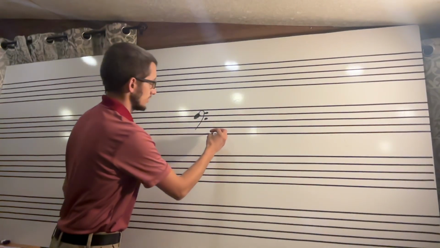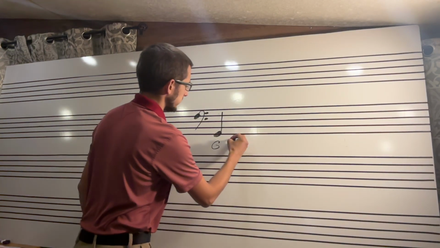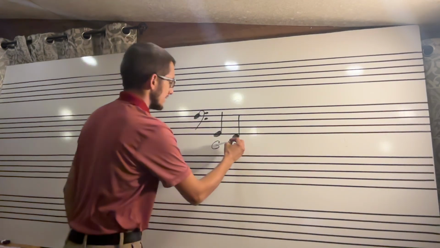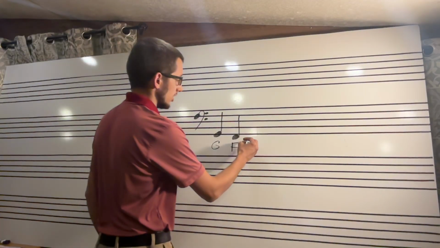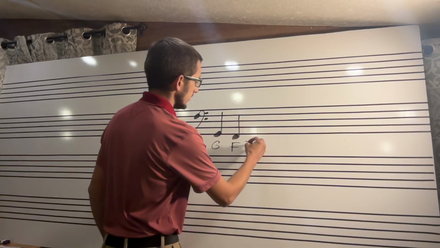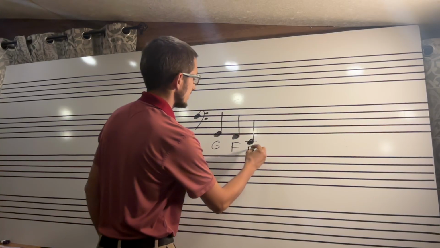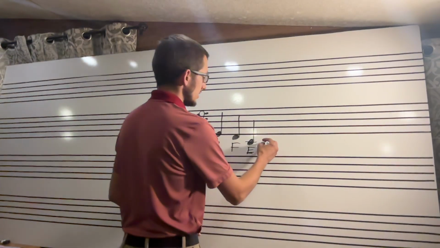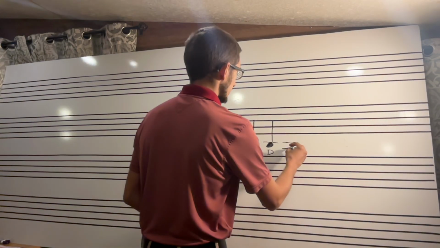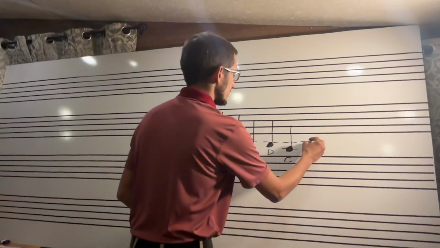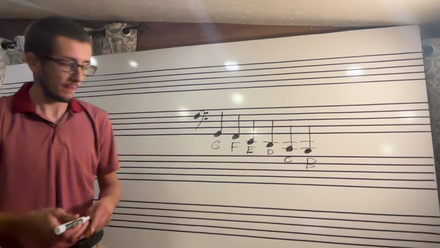If we remember that this note right here is a G, this note right underneath it, before G in the alphabet, is F. And then to get our next lowest note, we need to add a ledger line below the staff and draw this note right here directly on this ledger line. That note is E. Below E, we get the note D. And then below D, we get the note C. And then below C, we get the note B. And so on and so forth.